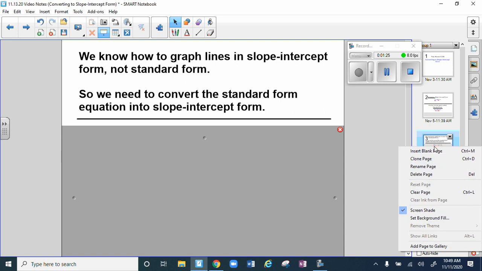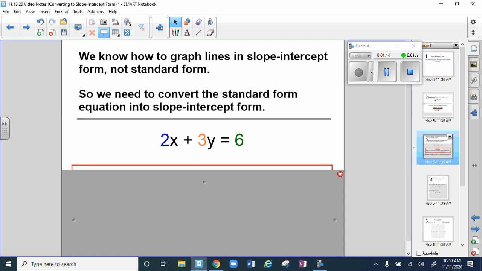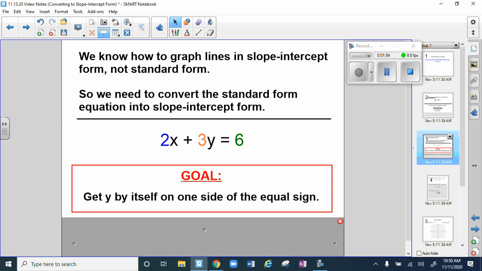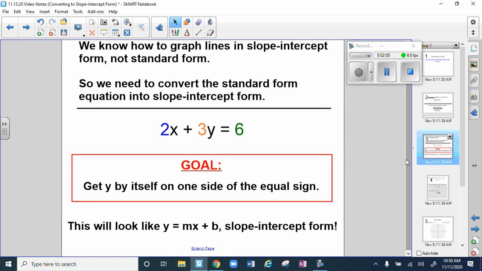So we know how to graph lines in slope-intercept form, but we don't know how to graph lines in standard form. So we need to be able to convert standard form into slope-intercept form so that we can graph those lines and so we can easily see what our rate of change is. So let's try one. I have 2x plus 3y equals 6. So this is an equation in standard form. And my goal is going to be to get y by itself on one side of the equal sign. That's my goal, because that will make it look like y equals mx plus b. If I have y all by itself on one side of the equal sign, it'll look like my slope-intercept form. And that's my goal, because I know how to graph slope-intercept form.